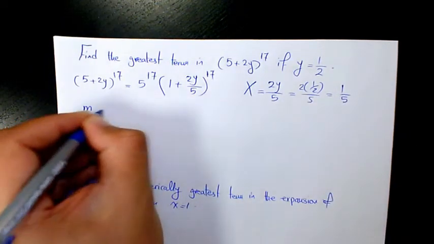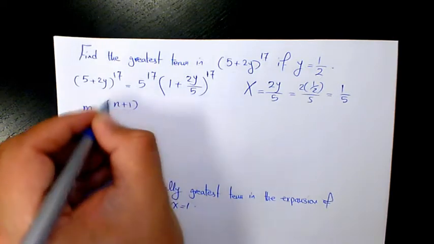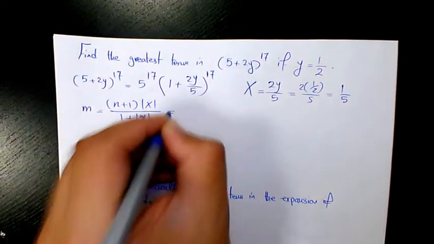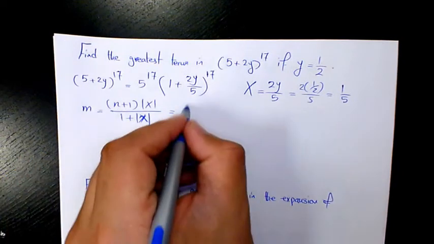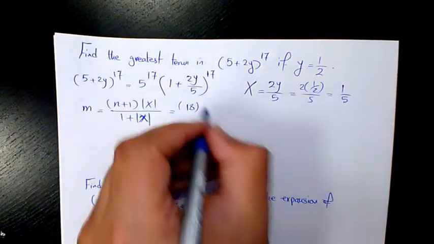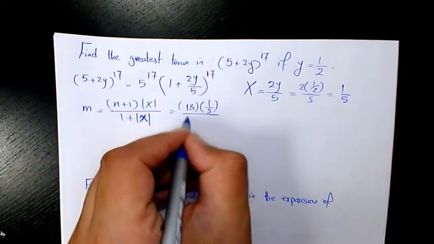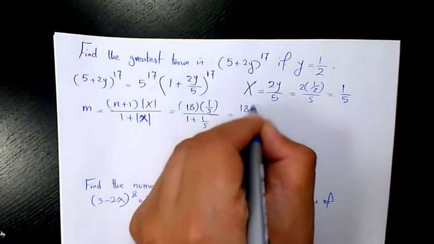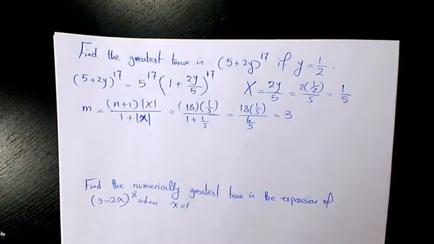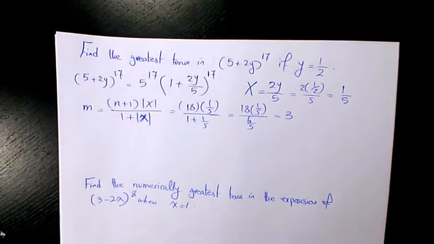Now let's calculate the value of m, which is (n plus 1) times the absolute value of X over 1 plus the absolute value of X. That's going to be 18. Absolute value of X is going to be 1 over 5, over 1 plus 1 over 5. That's going to be 18 times 1 over 5 divided by 6 over 5. That's going to be 3. So m is 3. It means that since it's an integer, T3 and T4 are going to be the numerically greatest terms.